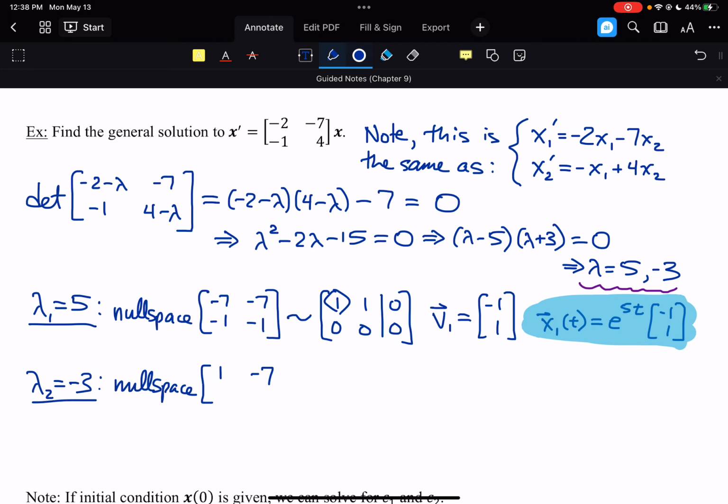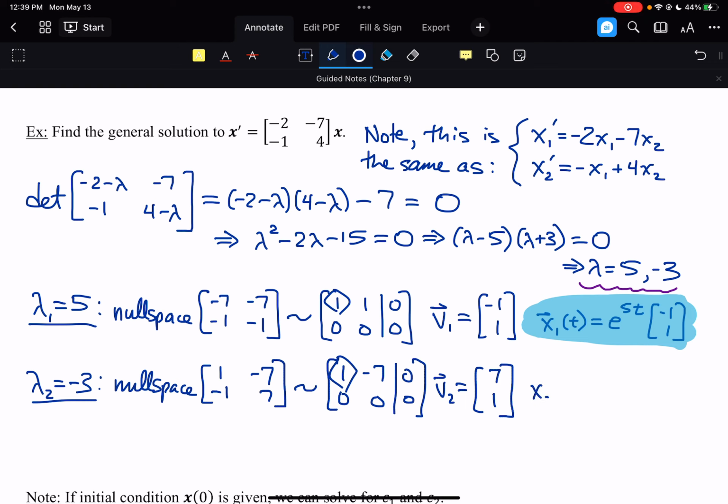So now, let's see, we get negative 1, 4 minus negative 3, so that's 7. So 1, negative 7, that's going to cancel that row entirely, augmented with 0 vector. So we get, this is the free variable t, and that's going to become 7t when you solve it. So that's 7 and 1. So x2 of t is going to be e to the negative 3t times the vector 7, 1. And that's going to be our second solution.